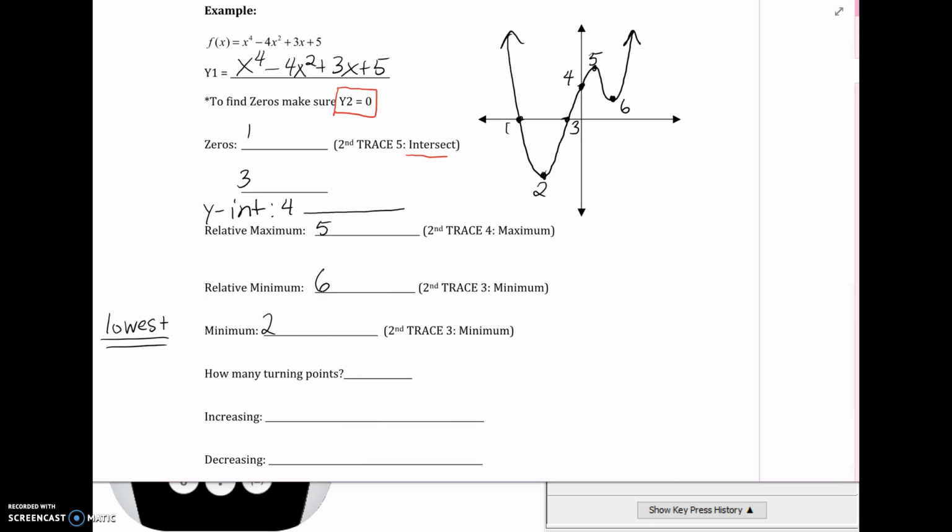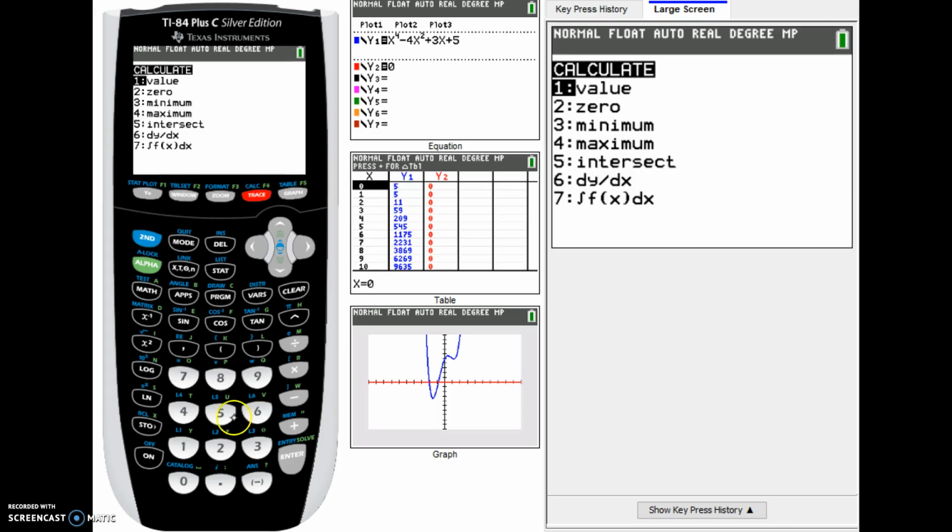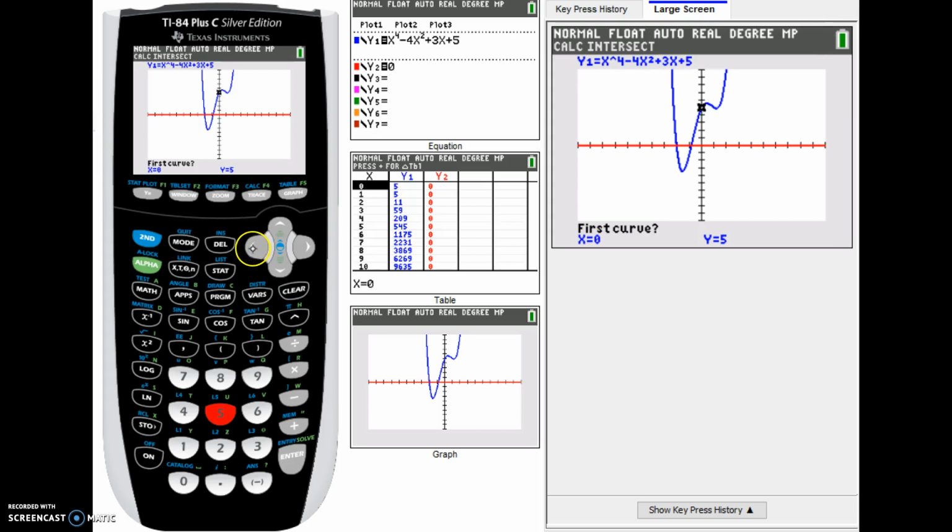Okay. So now I'm going to go through and find that information, and then we'll use that information to find the stuff down below. First point I see is a 0, so I'm going to use the second trace intersect feature, which is number 5. I'm going to scroll till I get close to that first 0 point. And then if you're doing intersect, remember you just have to hit enter 3 times.